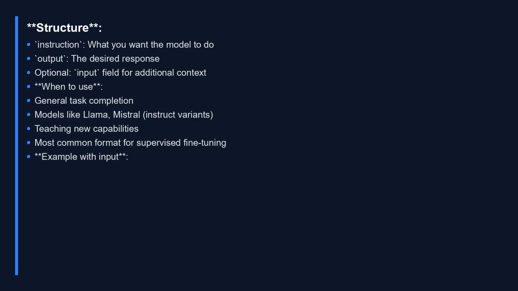The instruction format has 2 variants. The minimal version uses just instruction and output. The extended version adds an optional input field for additional context. Think of it as the raw material the model needs to work with. Use the minimal version when the task is self-contained. Add the input field when the model needs to operate on something specific, a piece of text, a code snippet, a document. Here's what that looks like.